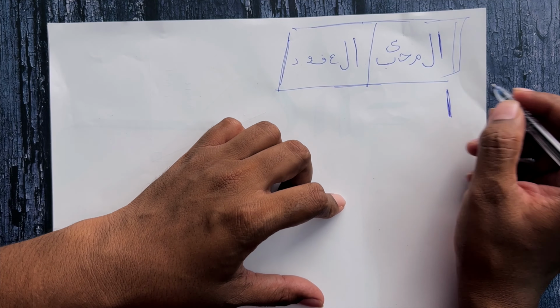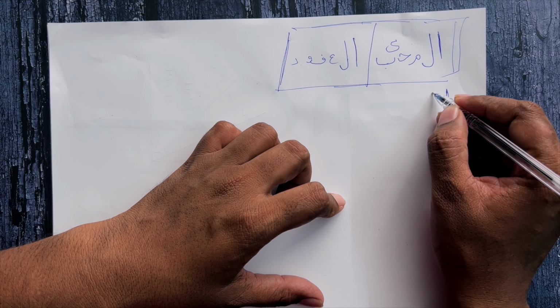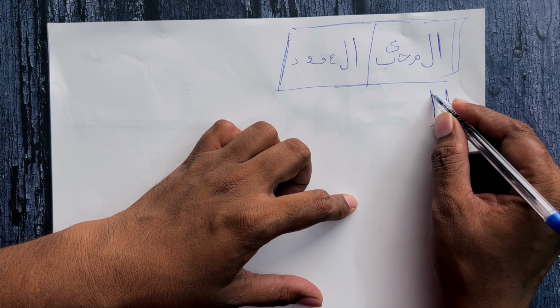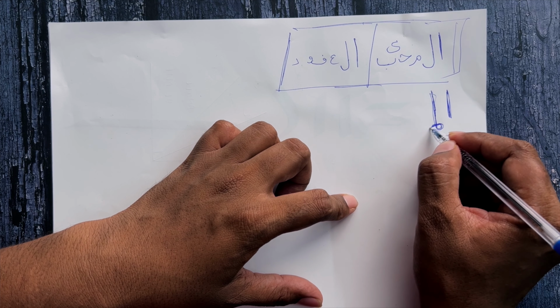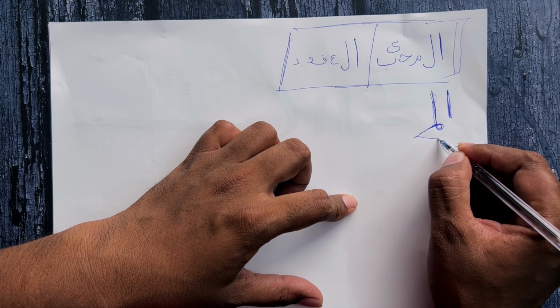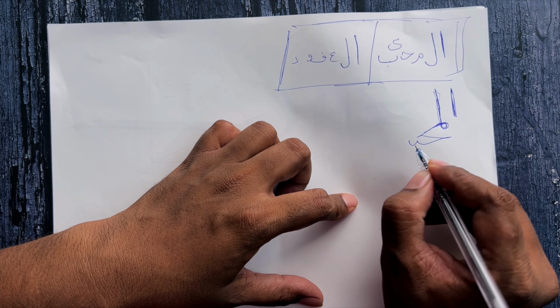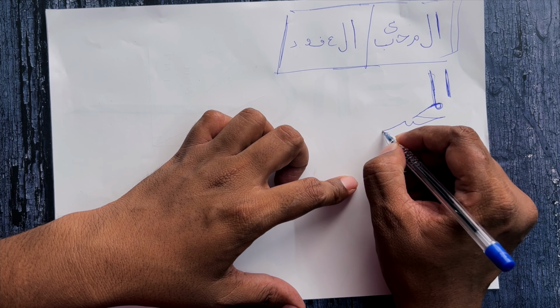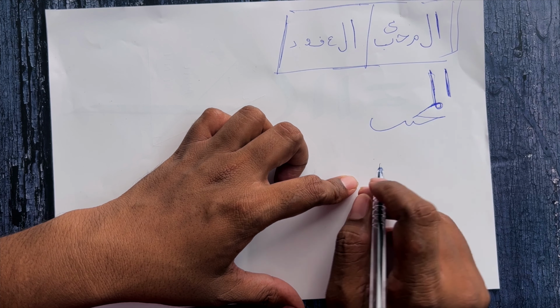Now we have alif followed by lam and then mim. Now mim connects with lam in several ways. One of the ways is this: this is my mim and this is my lam. And then jim connects in this way. Connection of ba and ya is quite simple, a standalone shape, and then this is one. So this is one of the shapes you can write al-mujib.